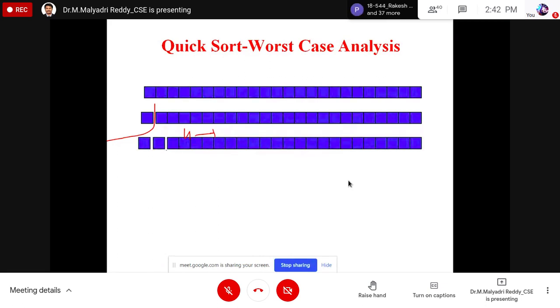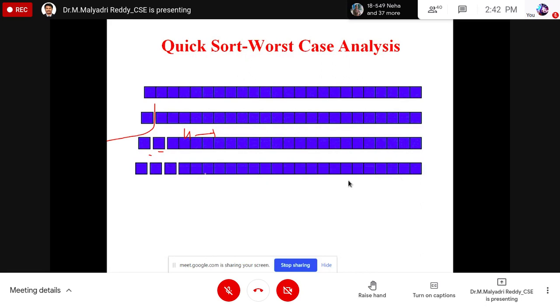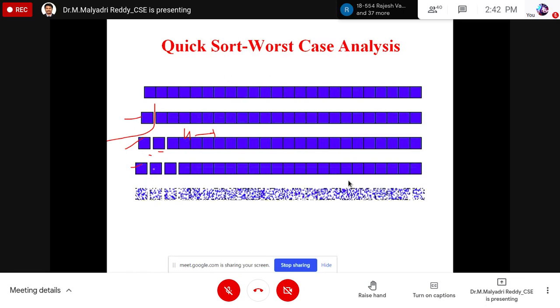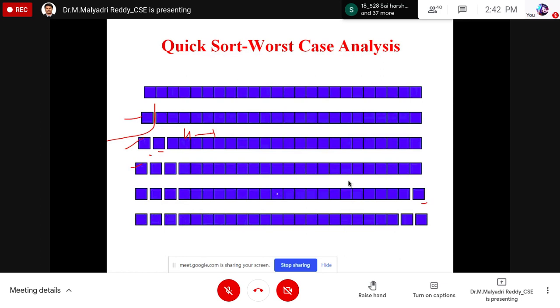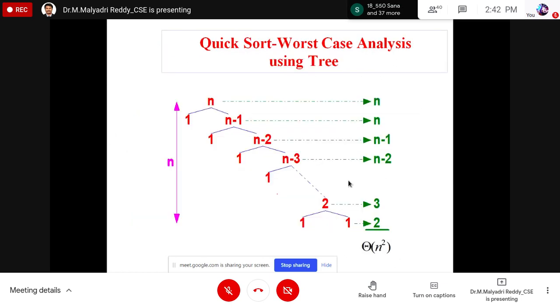Suppose in the second case, again only one element is sorted. So if n elements are there, n splittings are required. In the first iteration one more, in the second one more, like this. Here also one more, since only one element is able to be sorted at a time. So it will take more and more complexity.